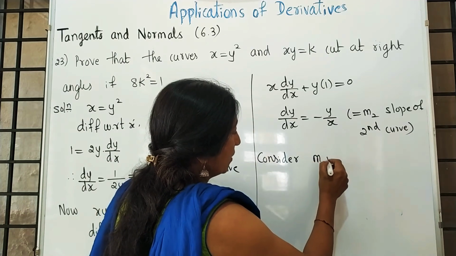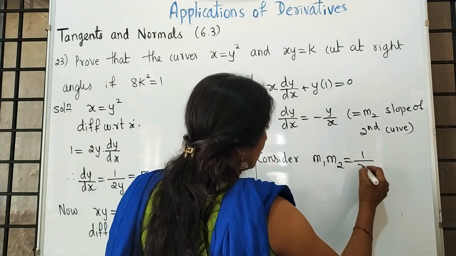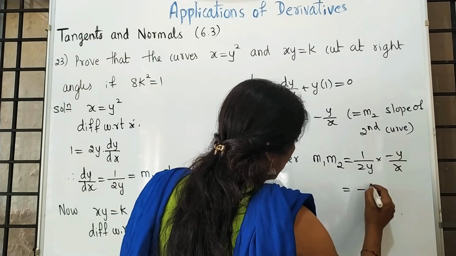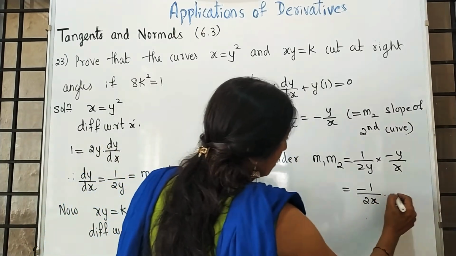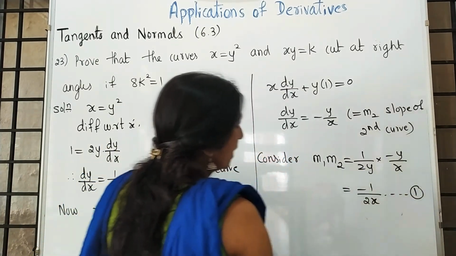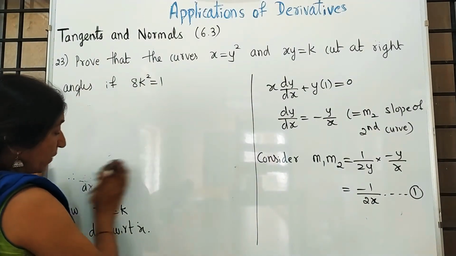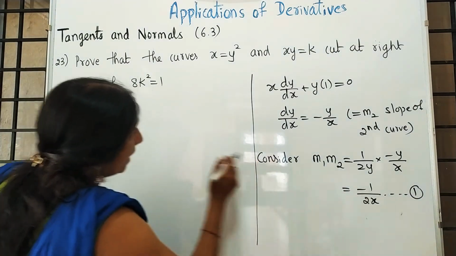They are perpendicular to each other. Consider m1 into m2. m1 is what? m1 is 1 by 2y. m2 is minus y by x. So, we got minus 1 by 2x. Let us call this equation 1. We have minus 1 by 2x, but we have to prove that it is -1. Now how are we eliminating x?